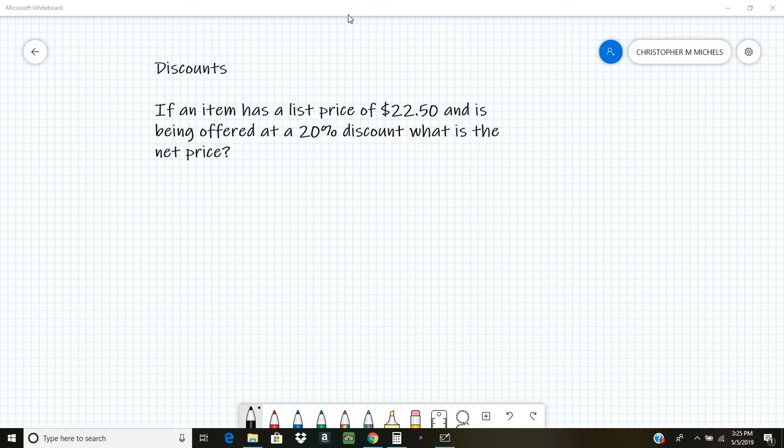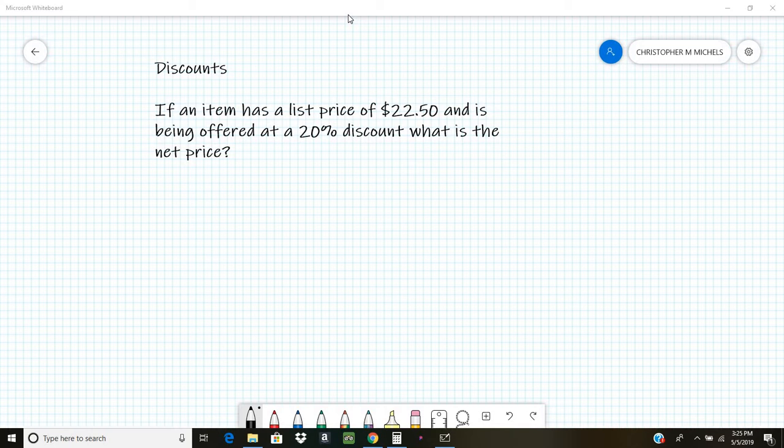These can be categorized in two main categories: percent decreases and percent increases. I'm going to do examples of both all over the place, but really no matter what example you deal with, percent decreases and percent increases can be solved the same way. The first kind of percent decrease I want to look at is a discount.